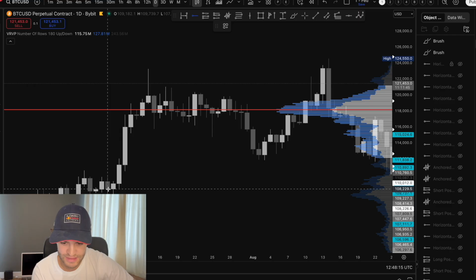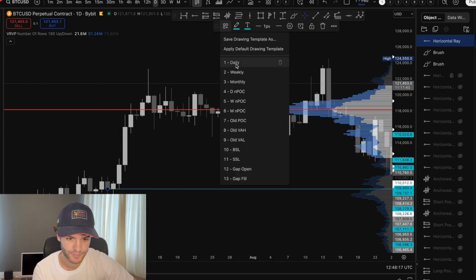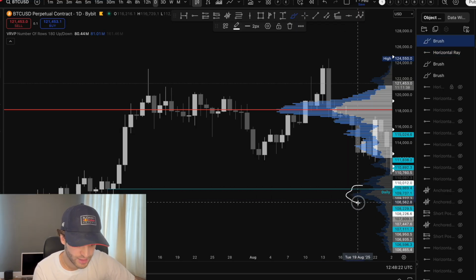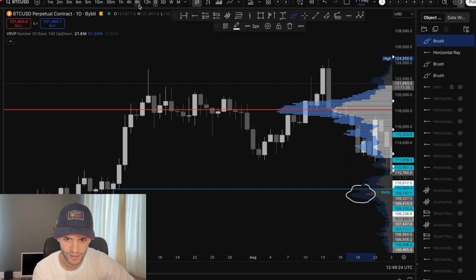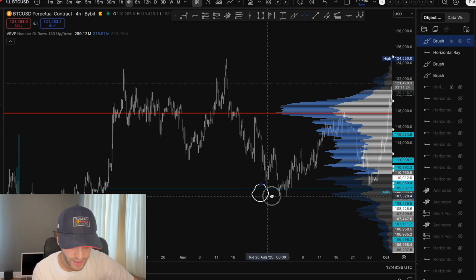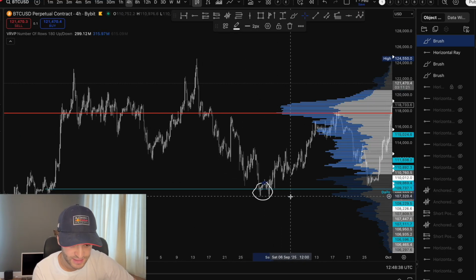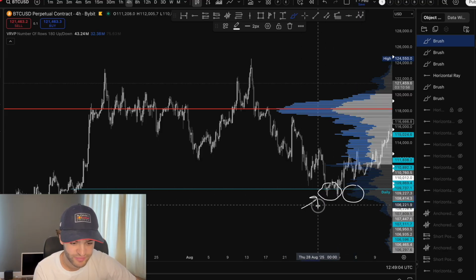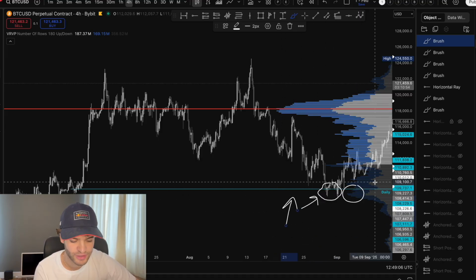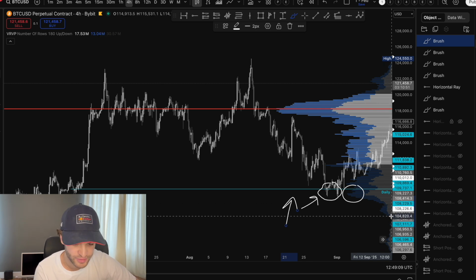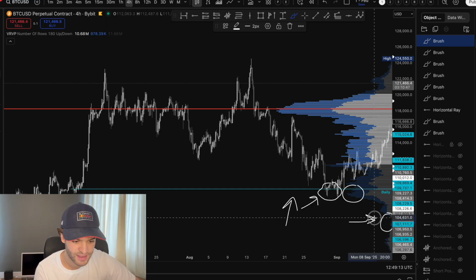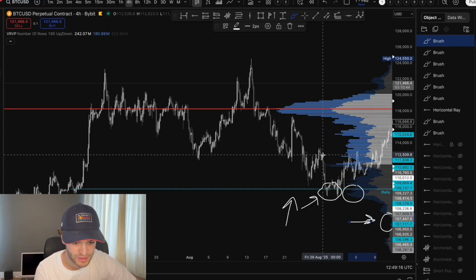For example, on this daily level that we had right here, we can see that we had built quite a nice volume node. And so once we go back to it right here and test it again, you can see that there was enough volume, and this is a high volume node. We can expect this to have a higher probability of holding compared to, for example, a daily level that was showing this type of volume right here, basically nothing. In that case, you could expect this level to be traded through.